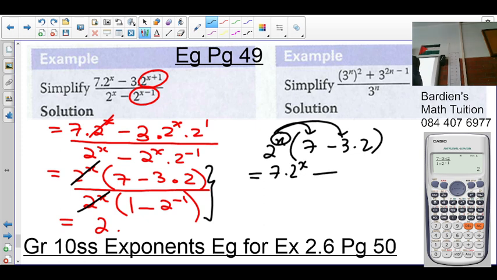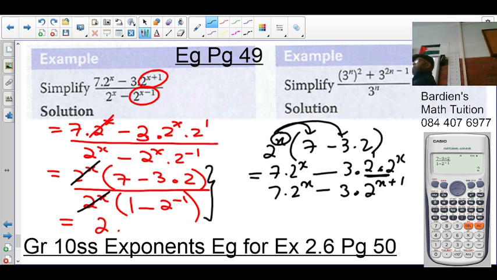So if you multiply this with this, it will be 3 times 2 times 2 to the x. Can you see that? And the bases are the same. If bases are the same, what do you do to the exponents? You add them. So it's 2 to the x plus 1, which gives me again what I have there on top. Understand?